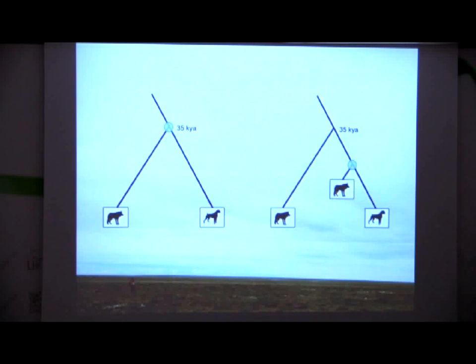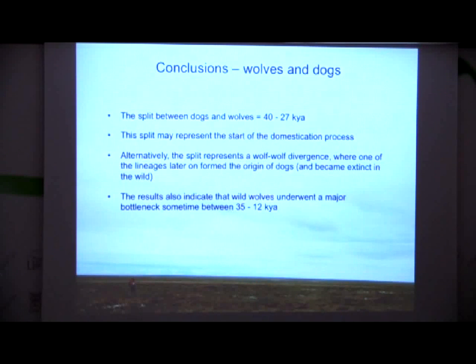So just to show this in a very easy sketch, either you have a split here that represents the domestication 27 to 40,000 years ago, or you have a split in the wolf population, and the domestication starts later, but then this wolf population is extinct. I'm not going to argue which one is true. I just think that this one is more parsimonious, but not by much. And then finally, there's also an indication that wild wolves might have gone through a major bottleneck sometime between 35 and 12,000 years ago.